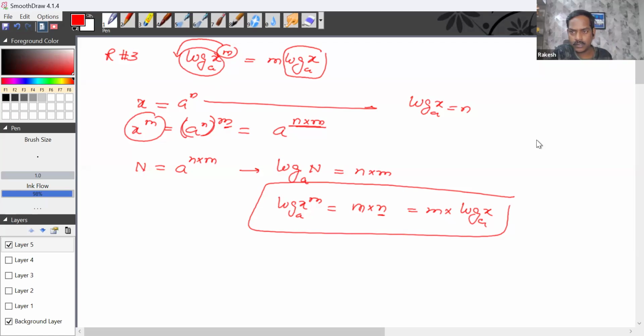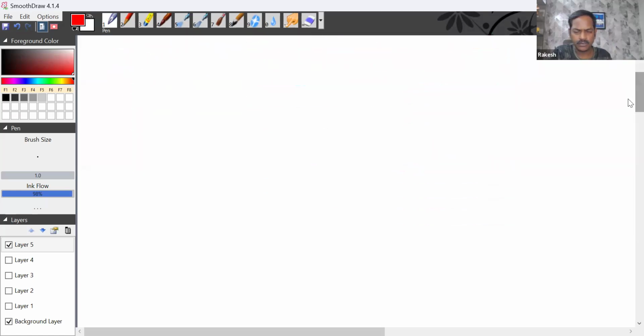Getting it? So this is rule number 3, very, very important. So let us do some examples. We have to convert from one format to another in logarithm itself using rule number 3. So: 3 log of 5 with base 10, 2 log of x, log of 4x whole square, and 5 log of 4 square.